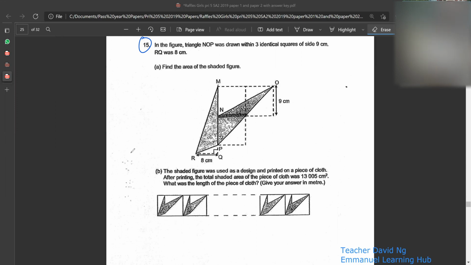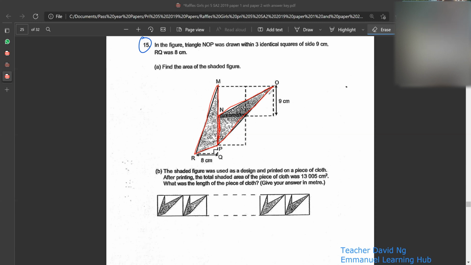In the figure, triangle NOP was drawn within 3 identical squares of side 9 cm. RQ was 8 cm. Find the area of the shaded figure. So they are asking for the shaded figure, these two triangles here.